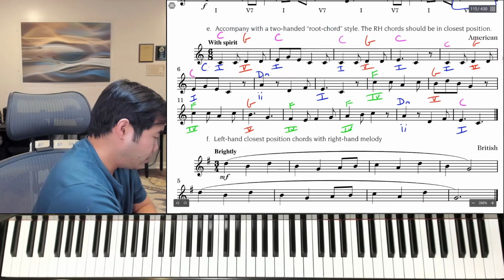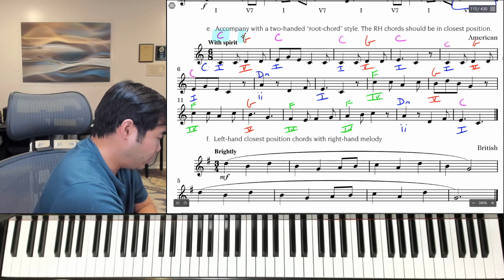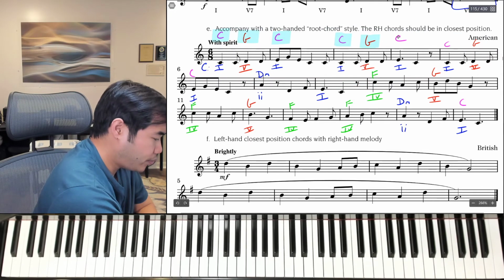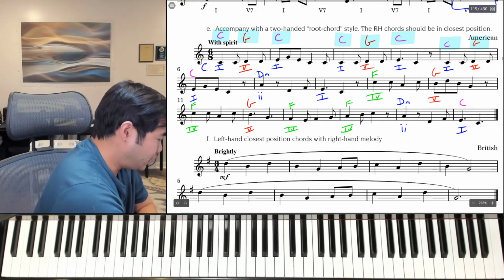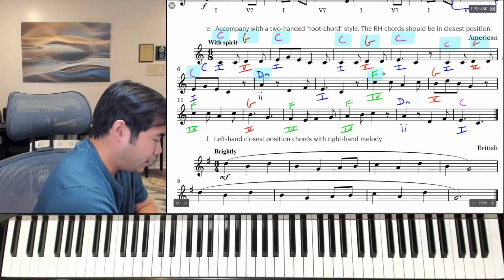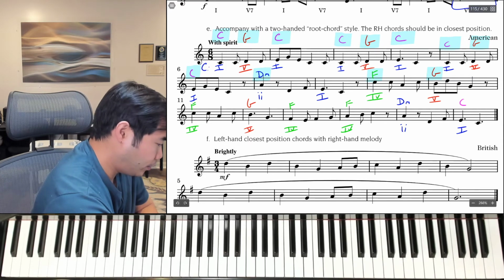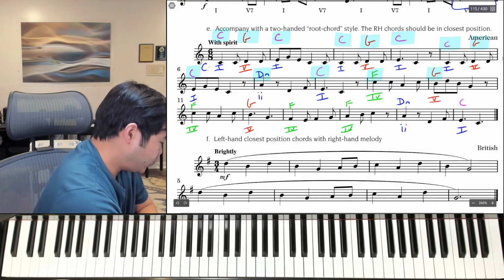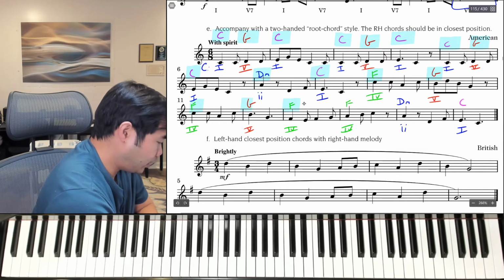Okay, that looks a little messy. Let's simplify it. So this is what the left hand's playing: C, G, C, C, G, C, C, G, C, D, and then F. Oh, I left off the C here, or I erased it. Just like this. This is what the left hand plays.